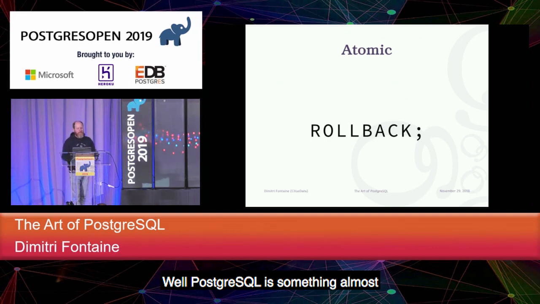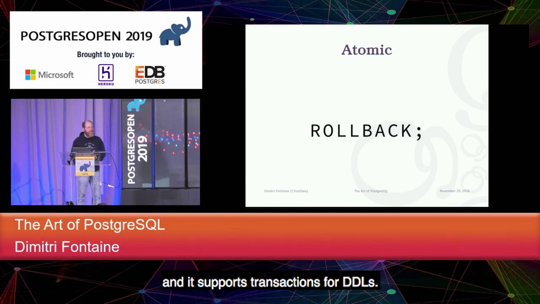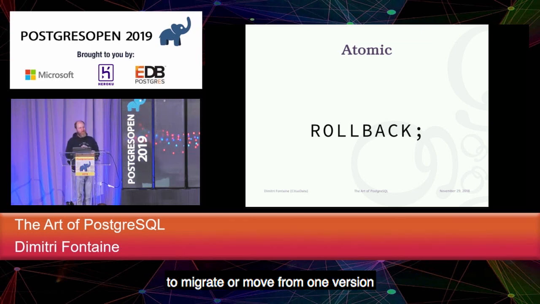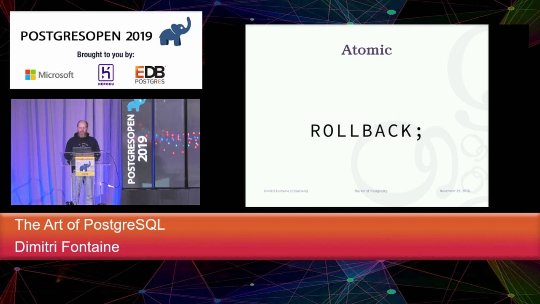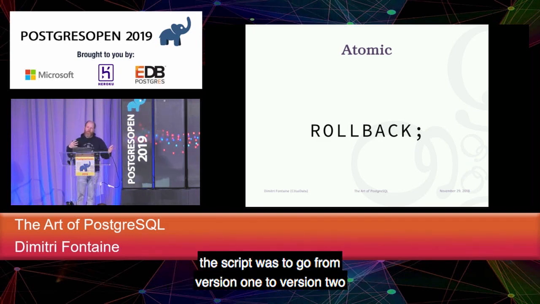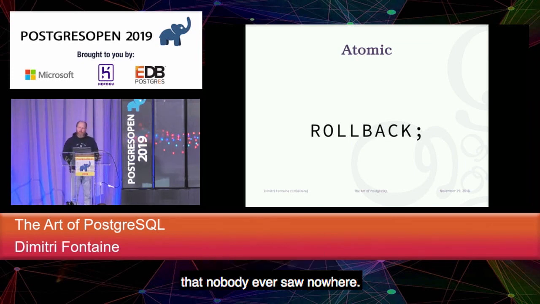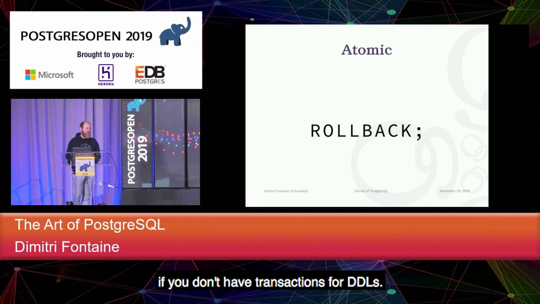Where PostgreSQL does something that almost no other system is able to do is it supports transactions for DDLs. So if you have an application script to migrate from one version to the next version of the schema, you add some columns, a new table, maybe a new index, something like that. Well, then what happens if file system is full in the middle of the script? If you're not using PostgreSQL, then you had version 1 in production. The script was to go from version 1 to version 2, and it failed in the middle. So now you have a version that nobody ever saw. No developer ever saw that version that is now in production if you don't have transactions for DDLs.